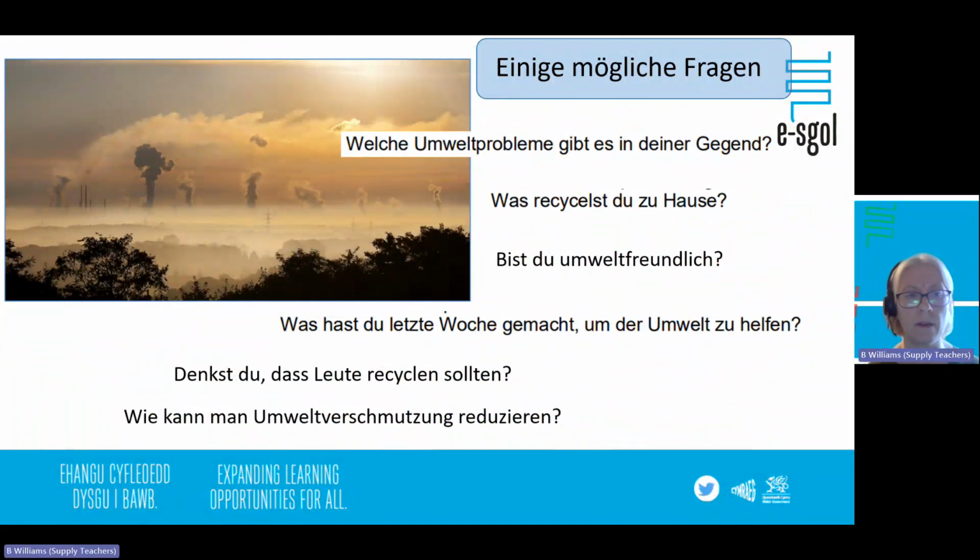Okay, and this is exactly the same now then. So we've got a photograph of pollution. So in this photograph, there are no people. Yeah, so that's again quite challenging to describe this photograph, but we are starting to speak about the environment and pollution. So these are some questions which could be asked about that topic after you've described the photograph.